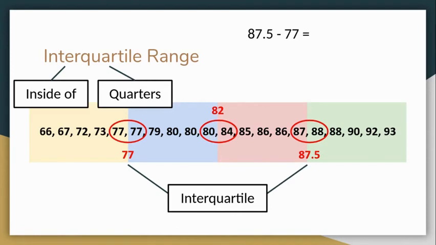In this case, our interquartile range runs from 77 to 87 and 5/10. To list this as a single number, we must find the distance between these 2 points. The difference between these 2 points is 10 and 5/10. We can say that the interquartile range of this dataset is 10 and 5/10.